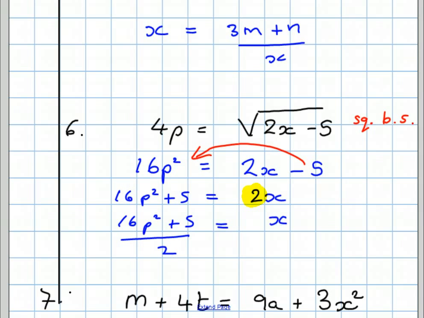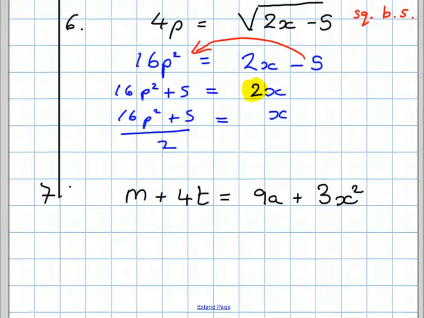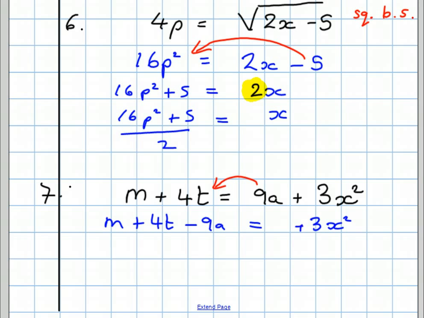And now the last one, where we've got a square root, the square of the variable I'm trying to make the subject. So let's just ignore that squaring for the moment. So we just move all the terms we don't want to the other side. So we get m plus 4t, take away 9a, equals 3x squared. Then we take the coefficient of the term that contains x, and make it the denominator. So it's m plus 4t minus 9a all over 3 equals x squared.